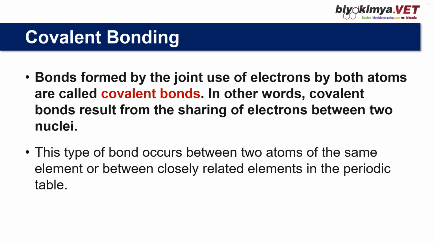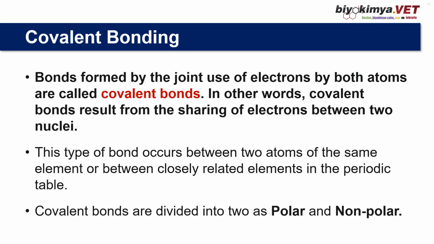Covalent bonds are most likely to form if the atoms have similar electronegativity, the same affinity for electrons. Since both atoms have the same affinity for electrons and do not tend to give them away, they share electrons to obtain an octet configuration and become more stable. And covalent bonds are divided into two types: polar and nonpolar.